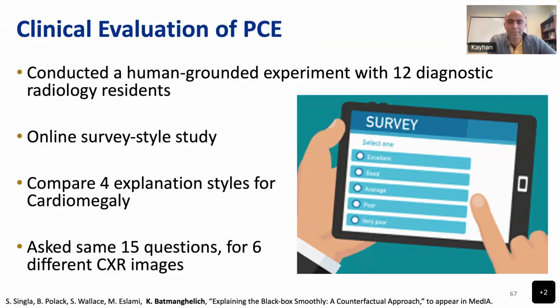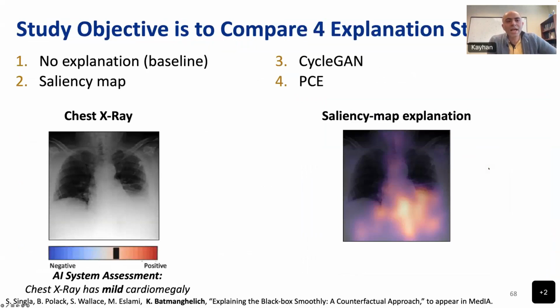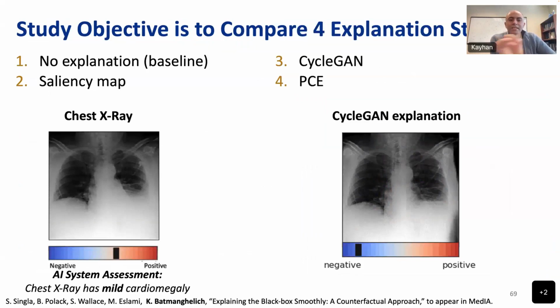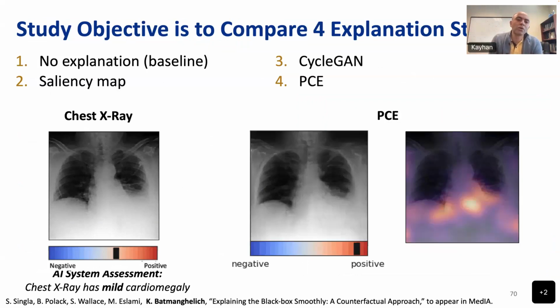The details are in the paper. We compare our method with saliency map, CycleGAN, and our approach. The example of the saliency maps are like maps like this. With CycleGAN, we create an animation, except that the CycleGAN can only go to two ends of the spectrum.